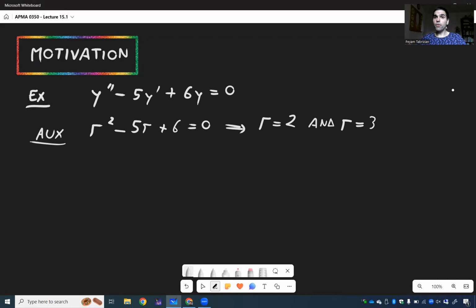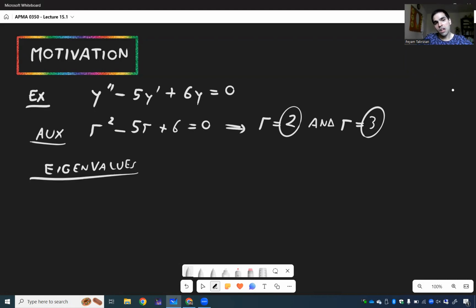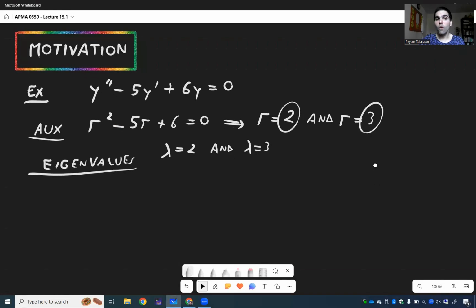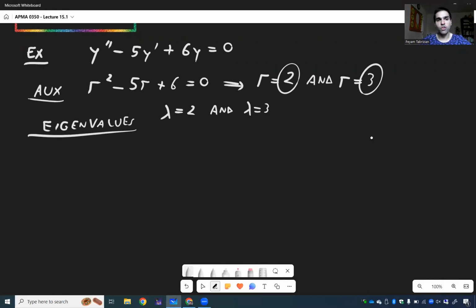And in the example that's to follow, those roots 2 and 3, those are what are called eigenvalues. So we would say that the eigenvalues are not r equals 2 and r equals 3, but rather lambda equals 2 and lambda equals 3. That's one thing. The second thing is, once we find the roots, we can have the general solution, which is y of t equals a e to the 2t plus b e to the 3t.